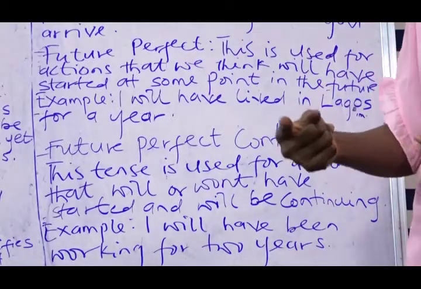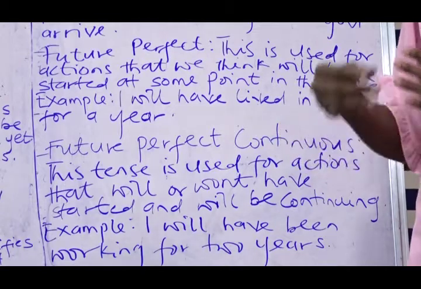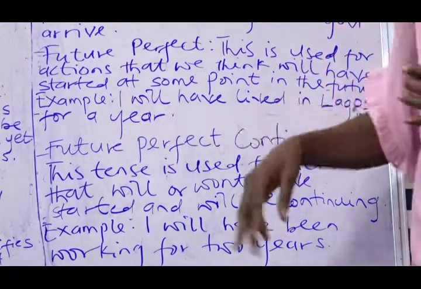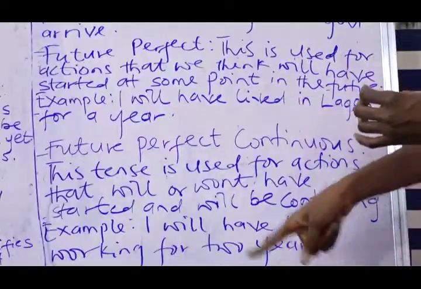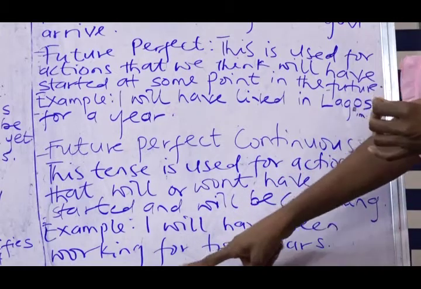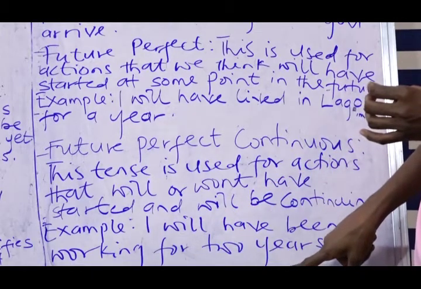Now you are studying, and you know that when you finish, you're going to get a job. So you say, I will have been working for 2 years. Now you're still working, and it's still continuing, that you will have been working. So you expect to keep working. That is why you say, I will have been working for 2 years.